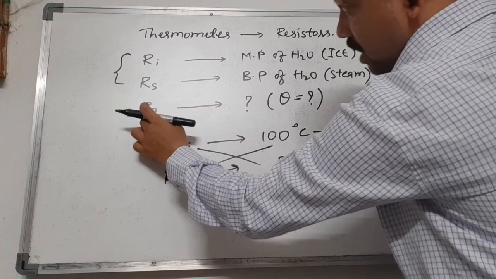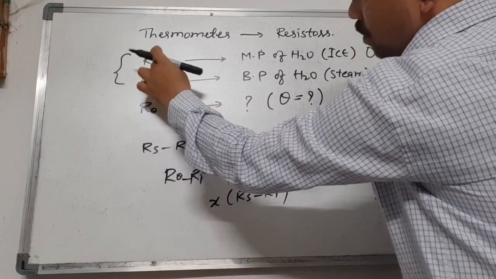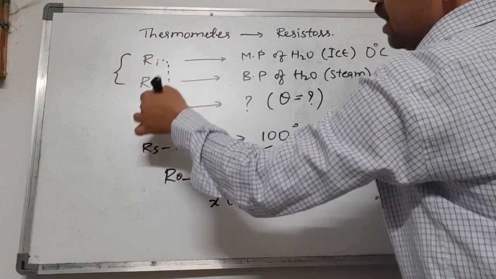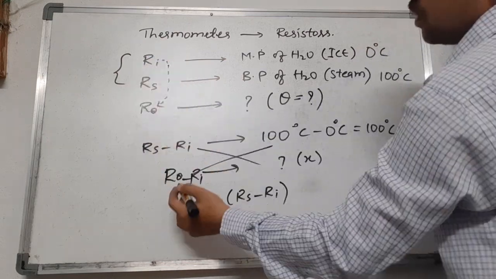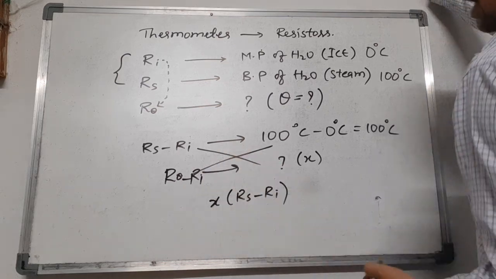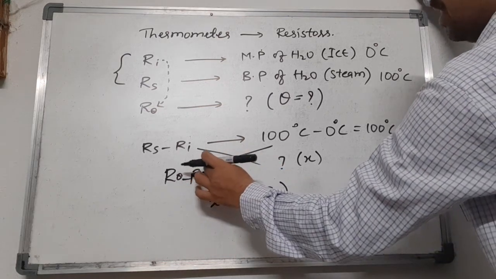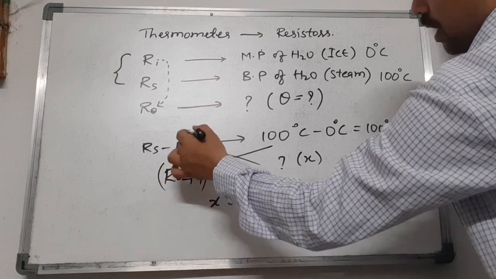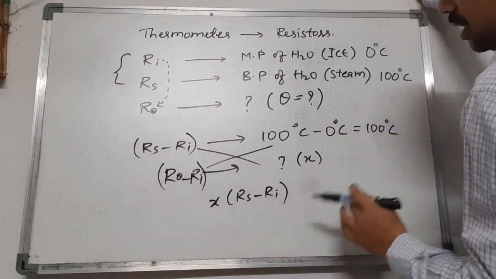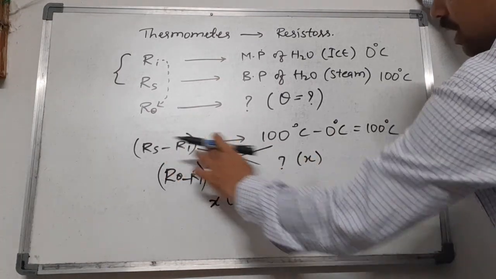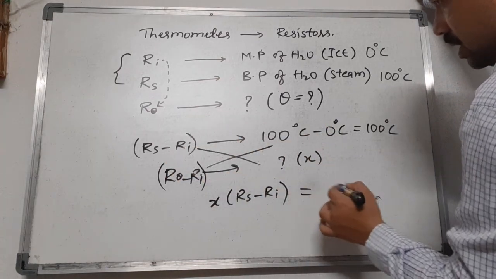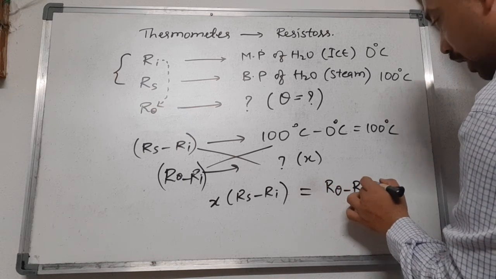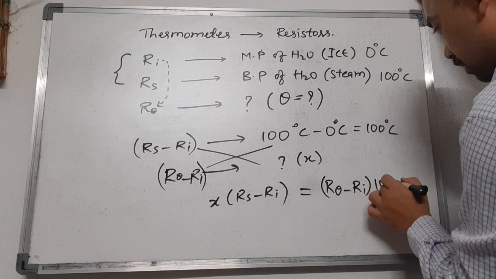Similarly, R theta is a resistance carried forward from Ri. From Ri to R theta, the resistance is increased. So that's why you have to take R theta minus Ri. So R theta minus Ri is corresponding to how much? R theta minus Ri is corresponding to X. So X into Rs minus Ri, cross multiplication we are doing. This is equal to R theta minus Ri into 100.